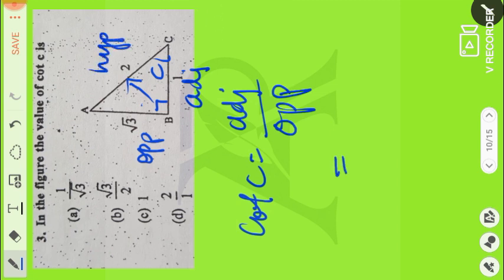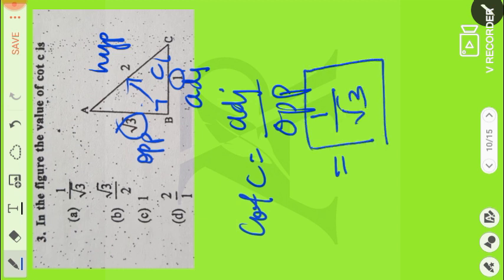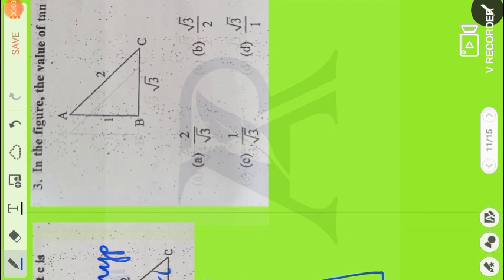Therefore, let me substitute the values. The value of adjacent is 1. I will substitute that. Opposite is root 3. I will substitute that. Therefore, I have got 1 by root 3. Let me see the options. See option A, 1 by root 3. That is the correct answer. Let us see the next question.